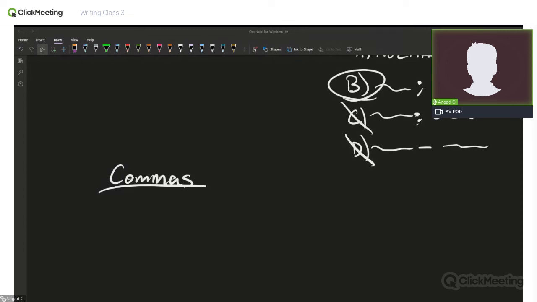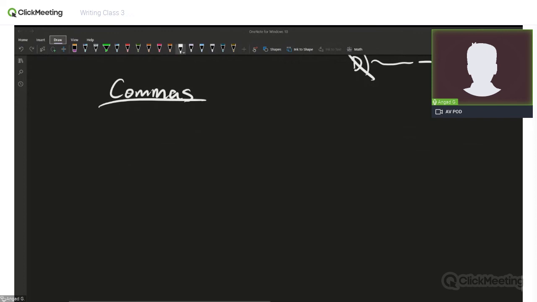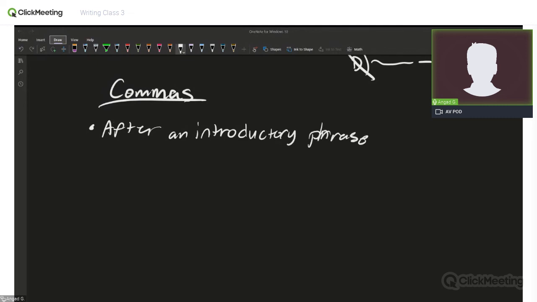So let's just get right into commas. They have the most usage. So the first usage of commas is to use them after an introductory phrase or modifier.